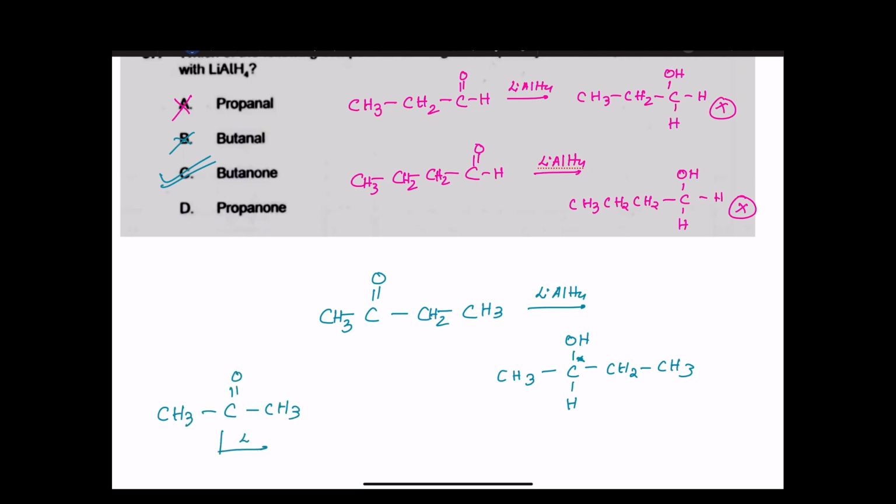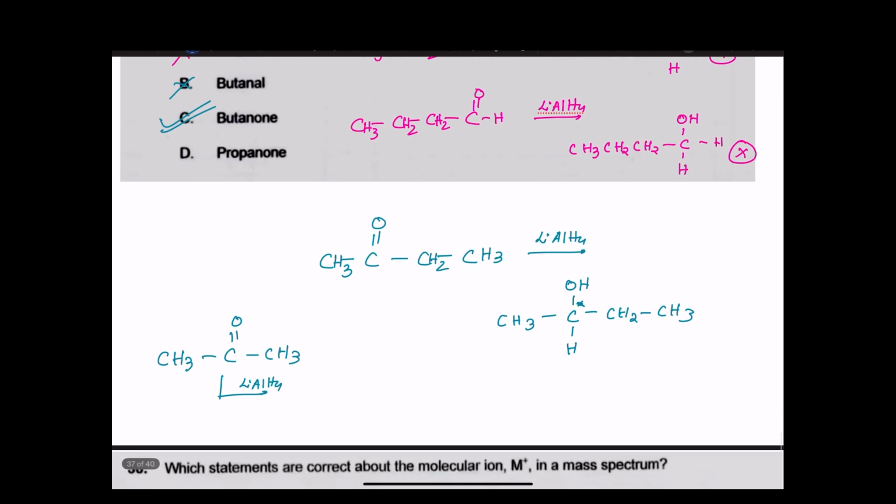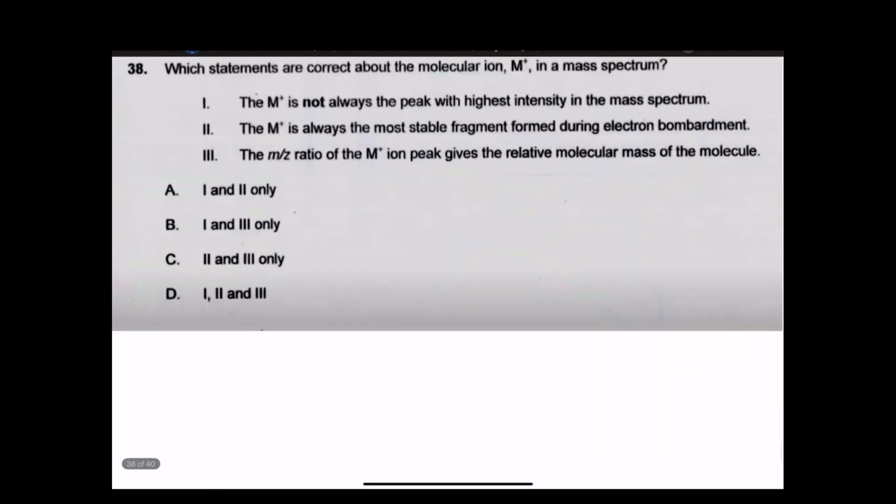Propanone cannot be the answer because propanone is this. If I put LiAlH4, I'll get CH3, COH, CH3, H. So you see, 2 same groups are attached to this carbon. So this carbon is not optically active. So this is also incorrect. Answer would be option C.